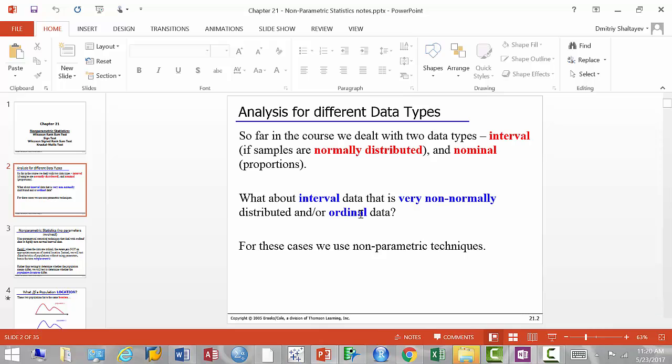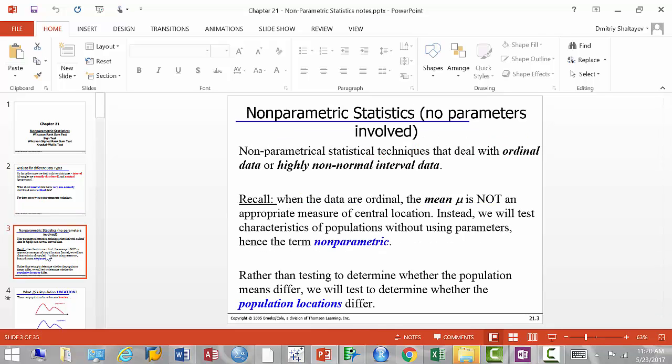So that brings up another interesting question. How about ordinal data? What if your data are ordinal? Then what do we do? We should have some sort of tests in this case, right? But we never touched ordinal data so far in this class. So therefore, methods that we're going to discuss apply. They're called non-parametric statistics, and they apply to these 2 cases. When your data are continuous, interval, and normality is not the case, so something is not normally distributed, or if your data are ordinal.